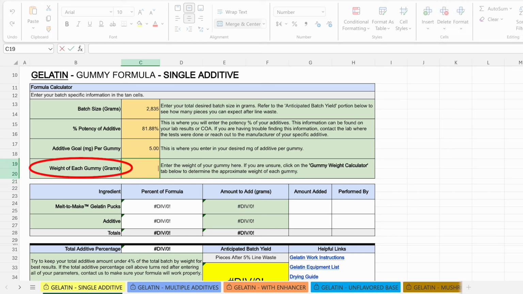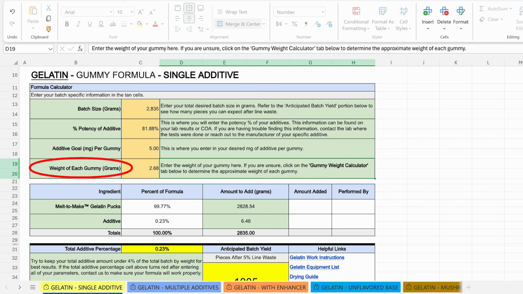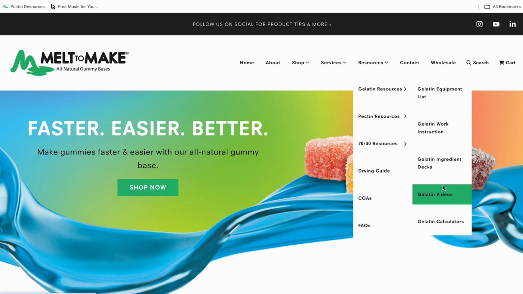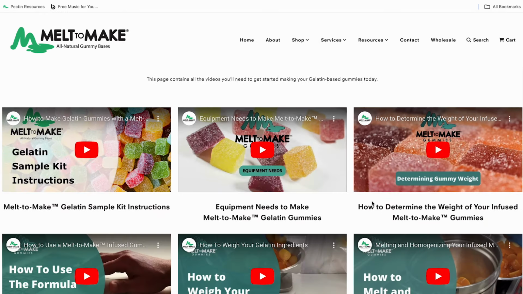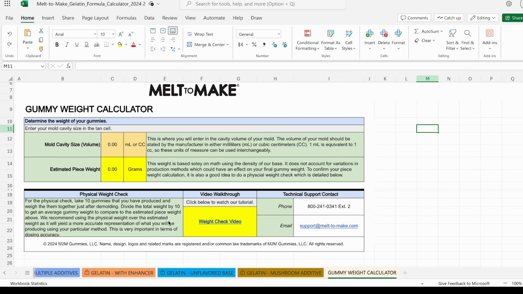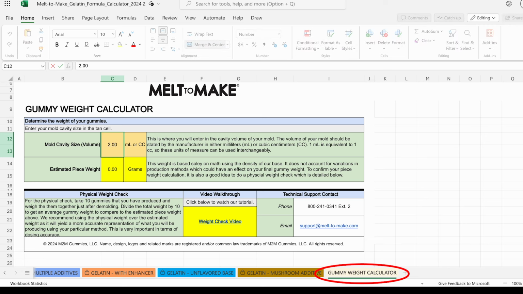Lastly, you will want to enter the weight of your gummy into the formula. If you have not determined the weight of your gummy yet, we recommend that you watch our video titled How to Determine the Weight of Your Gummy, or use the tool located on the last tab of our Formula Calculator worksheet called Gummy Weight Calculator.